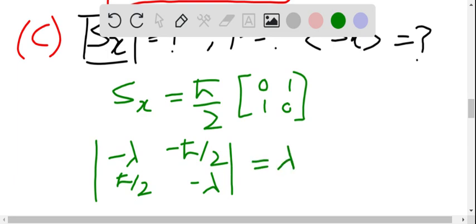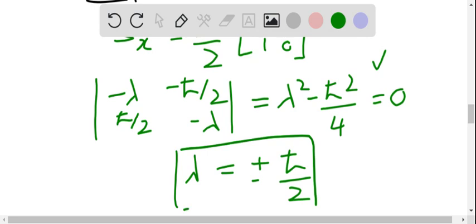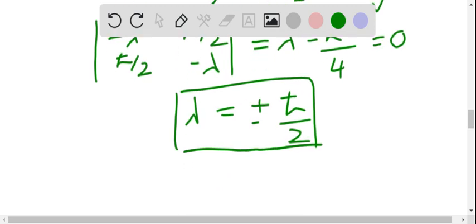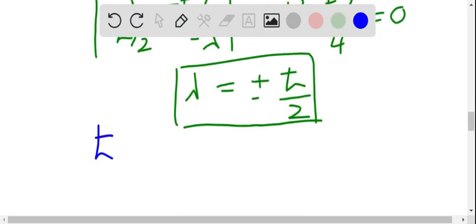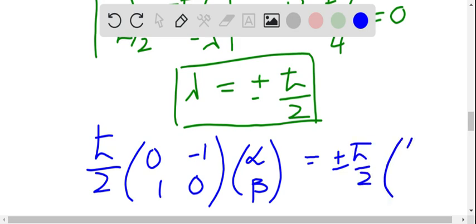So this would be equal to lambda squared minus ħ squared divided by 4, that is equal to 0, right? So from here we conclude that the value of lambda would be equal to plus or minus ħ divided by 2, right? So from here we are going to solve the equation to find the eigenspinors. So we would have ħ/2 times the matrix [0 1; 1 0] acting on alpha, beta is equal to plus or minus ħ/2 times alpha, beta, right?